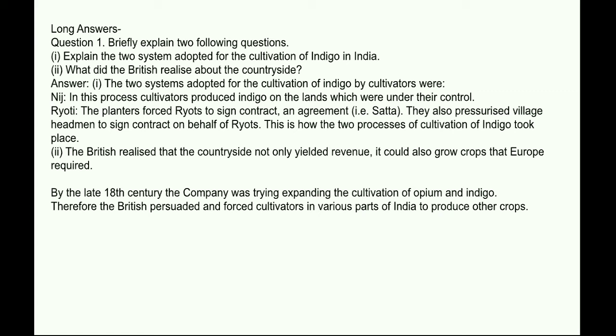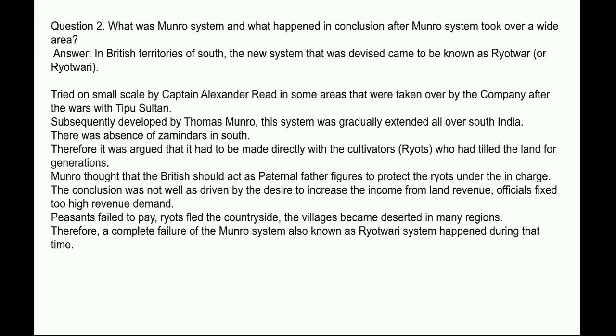By the late 18th century, the company was expanding the cultivation of opium and indigo. Therefore, the British persuaded and forced cultivators in various parts of India to produce other crops. Next question. What was the Monroe system and what happened in conclusion after the Monroe system took over a wide area?